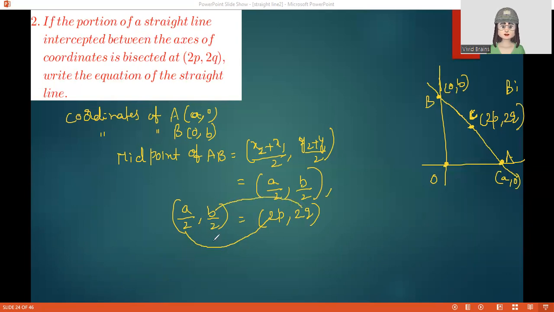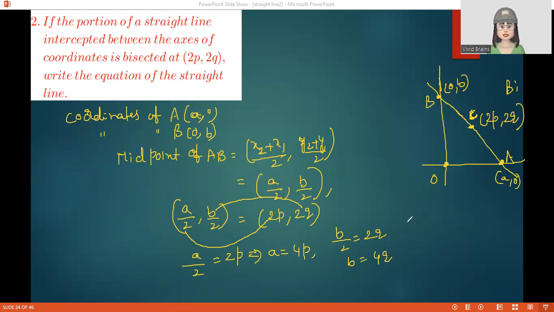Then only the ordered pair, or any kind of point, one point is equal to the other point. Let us now equate this to 2p, because they are asking to write the equation of a straight line. So what do we get now? We have to find the a value, which implies a is equal to 4p. Next, b upon 2 is equal to 2q, that is b is equal to 4q. We got a and b intercepts.